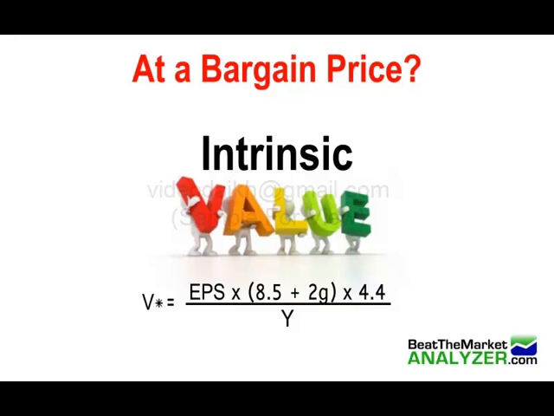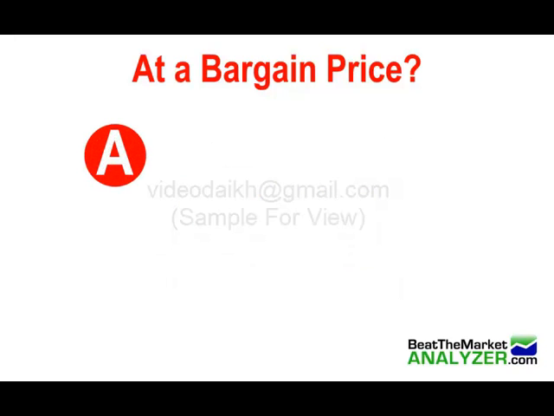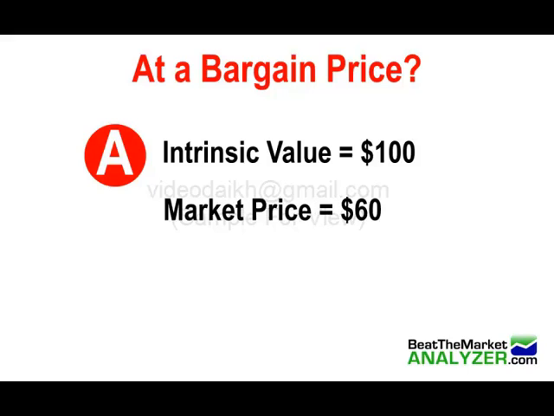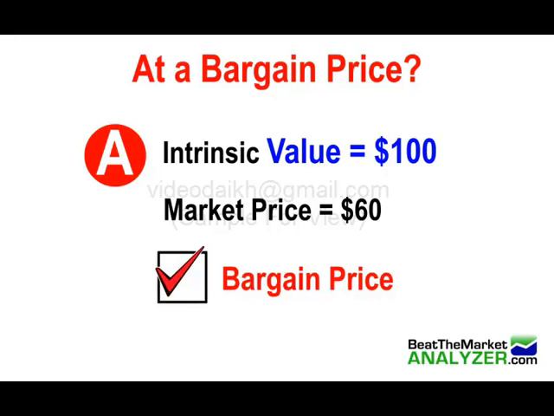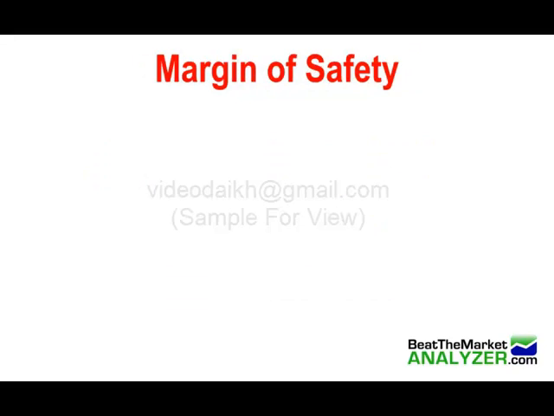For example, let's say that company A has an intrinsic value of $100 and the market price that it's selling at is $60 per share. Then we can see that its value is more than its selling price, and therefore we can say it's at a bargain price. But before we'd buy, we'd still want to make sure that we're safe and eliminate our risk even more. So what we do is we'll add a margin of safety.